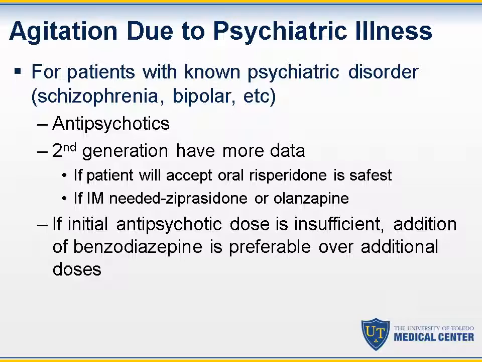If IM is needed, ziprasidone or olanzapine would be preferred. If the initial dose of the antipsychotic is insufficient, instead of giving a second dose of the antipsychotic, it's actually preferred to give a benzodiazepine, and usually lorazepam is used.